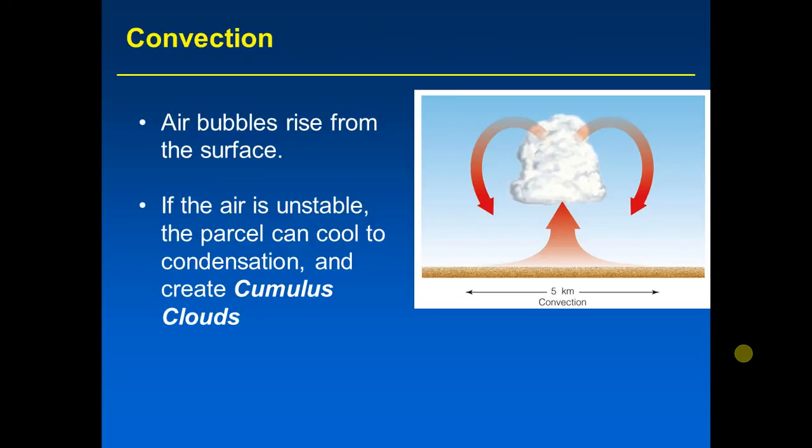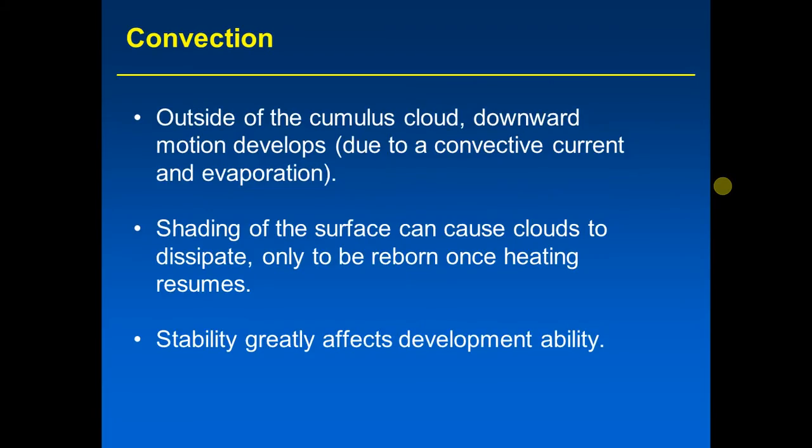Remember, cumulus clouds can occur in fair weather, okay? And what's interesting is while air rises below the base of the cumulus cloud and in the cumulus cloud, air tends to descend on either side of the cumulus cloud. That's why it's common for these puffy cotton clouds to have spacing between them. When the air cools enough and goes into higher elevations, it tends to spread out. Also, there's evaporation along the edges of the cloud, which is a cooling process, okay? So you have cooling and spreading out, and so the air will then begin to sink back down because it's cooler, right, denser. So outside of a cumulus cloud, downward motion develops due to a convective current.